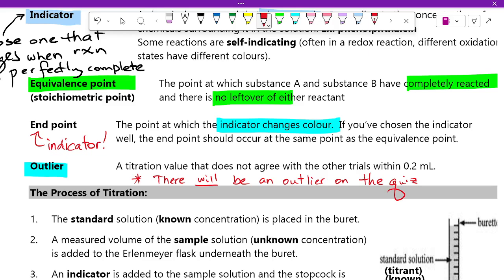That's an outlier. Should you use the outlier in your average? No. Okay?